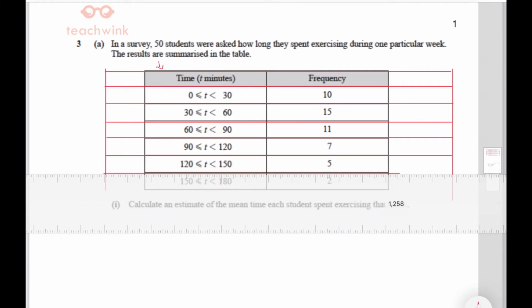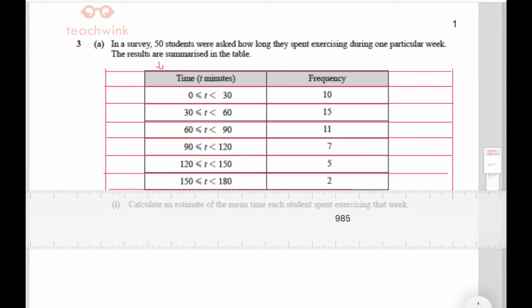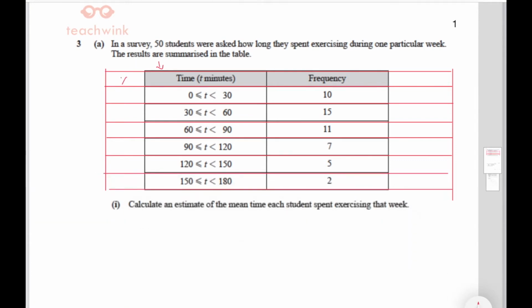Okay, so let's find out the middle values first. Let's say that these are called x and the fx is the frequency times the middle values of these intervals. So 0 and 30, the middle value between them is 15. Between 30 and 60, the middle value is 45. Between 60 and 90, the middle value is going to be 75. Between 90 and 120, the middle value is going to be 105, and between 120 and 150, the middle value is going to be 135, and between 150 and 180, the middle value is going to be 165.